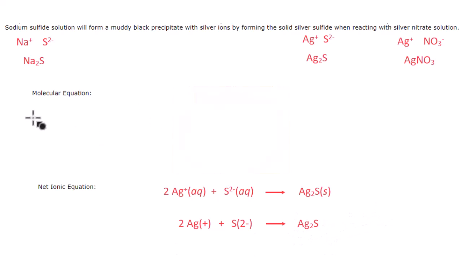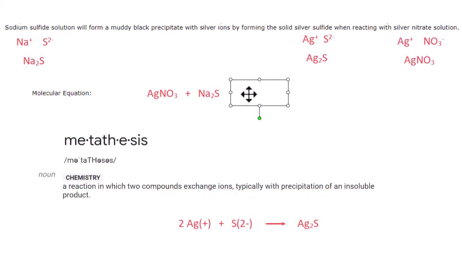For the molecular equation, you write the 2 substances that are involved. I'm going to put the silver nitrate first because I like silver. There's the silver nitrate, and we're going to add to it the sodium sulfide. There's our silver nitrate and our sodium sulfide. This is the reaction. Sodium sulfide solution reacting with silver nitrate, as in all of our metathesis reactions.